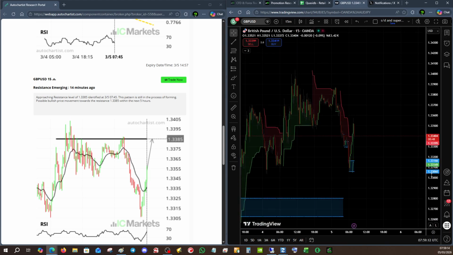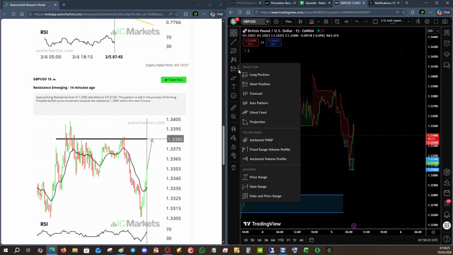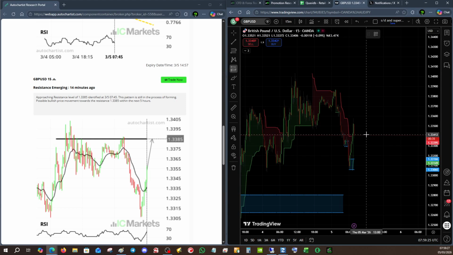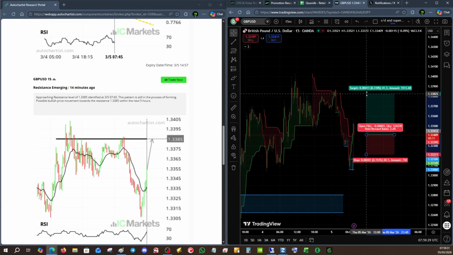So it's saying, yeah, what's that? 1-3. Oh, it's saying approaching resistance. Okay, long. So this wouldn't be... This is not a trade, by the way. This is just to see how it went. We can come back to it tomorrow.